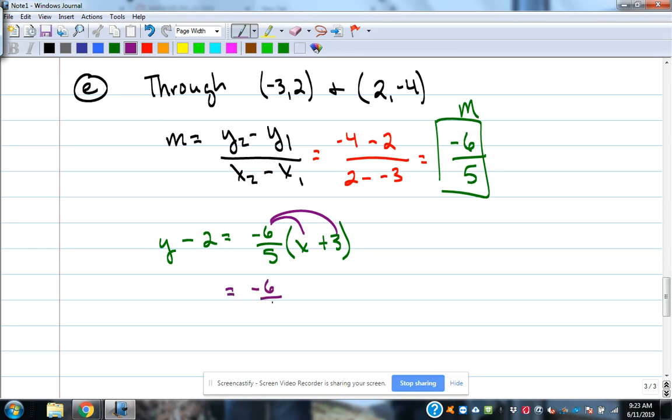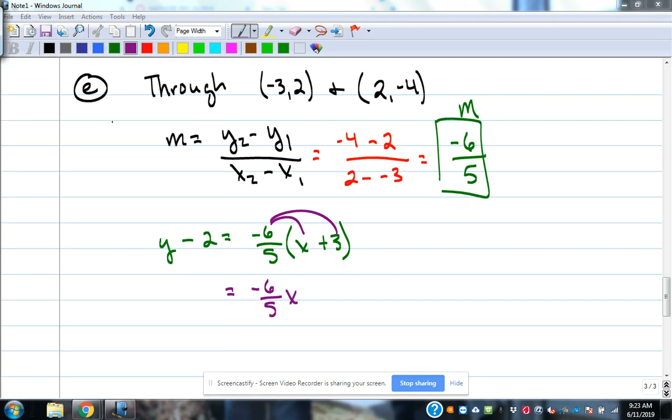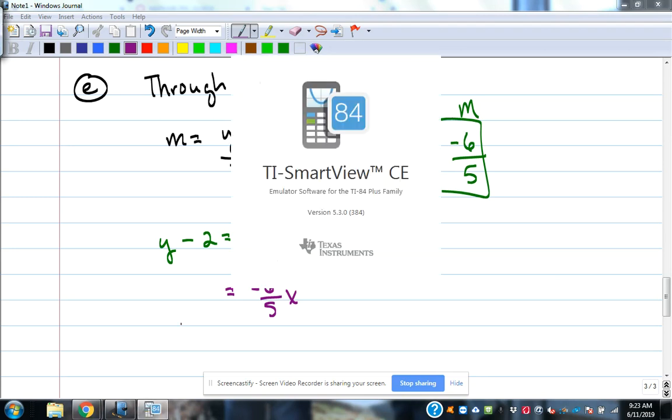It'll be negative 6 over 5x. And then I've got a fraction times a regular number there. So maybe I want to do that with the calculator. I didn't have mine open, so give me a second for it to open. And we'll do that multiplication so that we can practice using a calculator a little bit more.